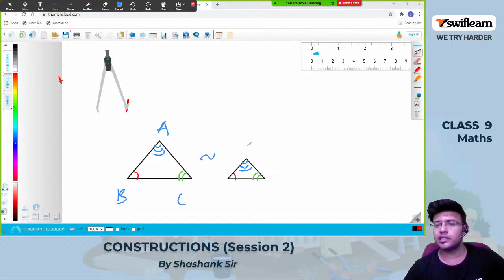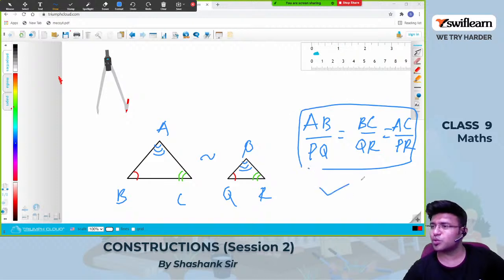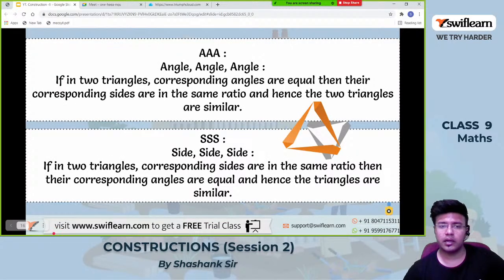if this is a triangle ABC and this is a triangle PQR, so side AB by PQ is equal to BC by QR is equal to AC by PR. Their sides are in the ratio. This we can tell. So this is the triple A criteria.